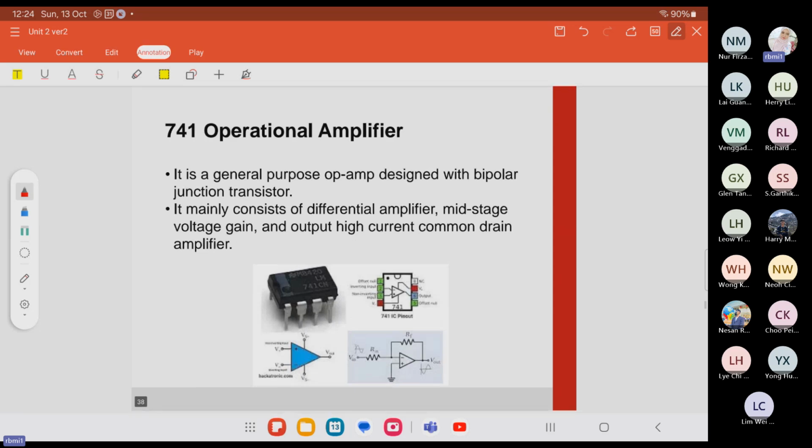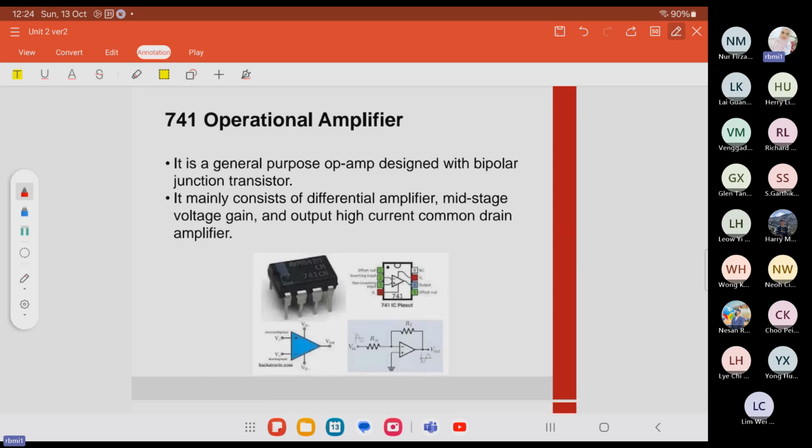Okay, next we go for the 741 operational amplifier. I believe all of you are familiar with this operational amplifier, or in layman's terms, simply we call it the IC. It is a general purpose op-amp designed with bipolar junction transistors, BJT. It mainly has a differential amplifier, mid-stage voltage gain, and output high current common drain amplifier. Okay, analysis of impedance, current sourcing or sinking, and voltage gain of the various stages of the 741 bipolar BJT op-amp.